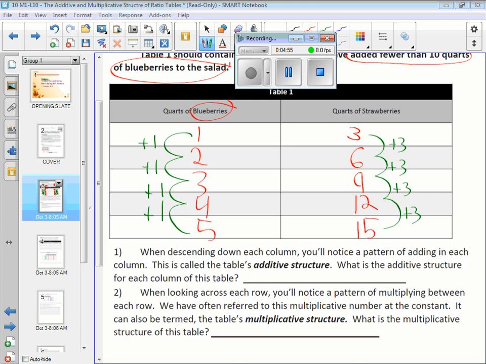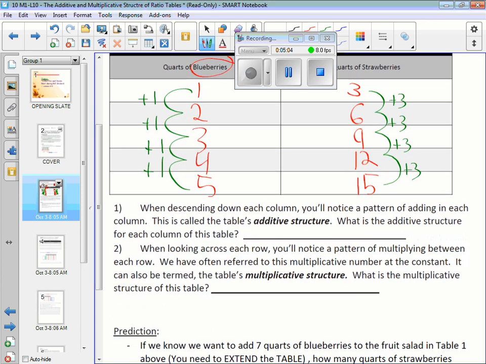Once again, this is what's called the table's additive structure. Everybody say additive structure. For the first column, we're adding by ones. Let's put this on that line. On the right, adding by how much? 3. Add 3 on the right. So the additive structure is a +1 and a +3.